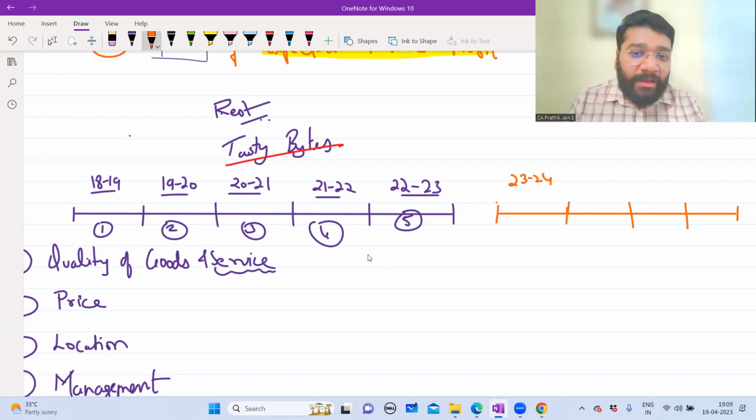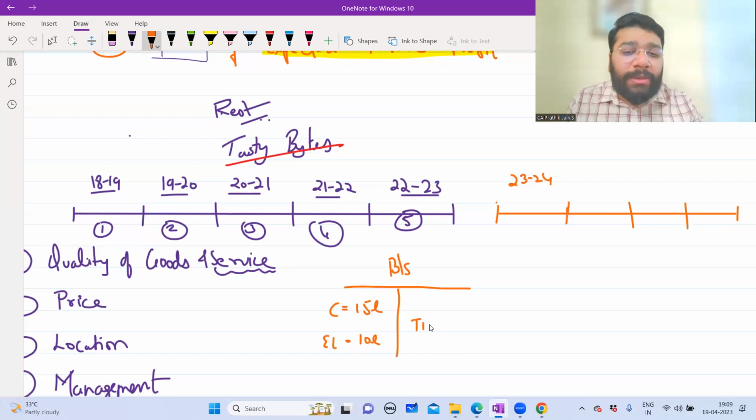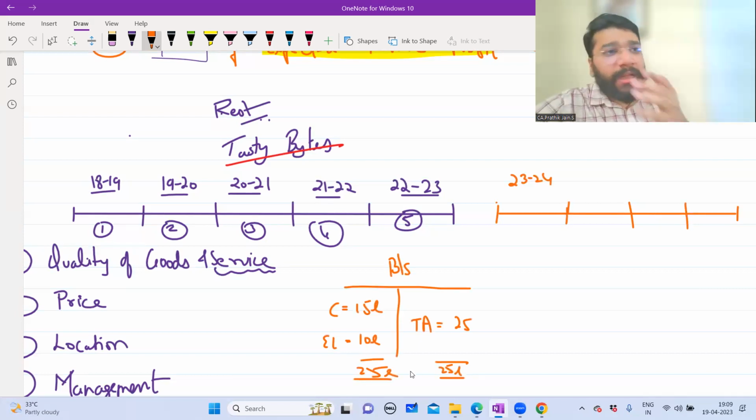I'll give you a hint. We are in the 5th year now, and I'm giving you a scenario of the balance sheet. This is the balance sheet of the 5th year. Here the capital is 15 lakh. External liabilities, that is the bank borrowing, creditors, everything, let's say 10 lakh. And the total assets, 25 lakh. So what is my total? 25 lakh. So I'll shoot a question to all of you. This is a scenario. Now tell me, what is the minimum price that you would want from Annapurna in order to sell your business? I'm telling minimum.